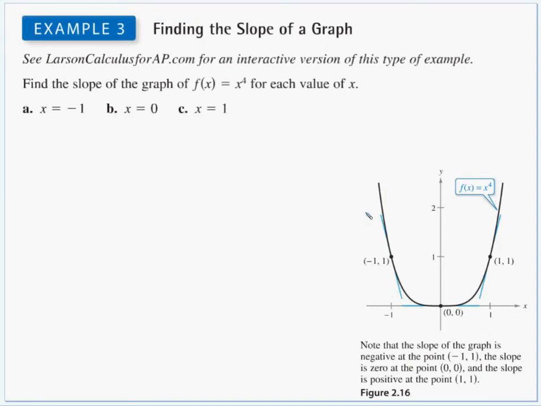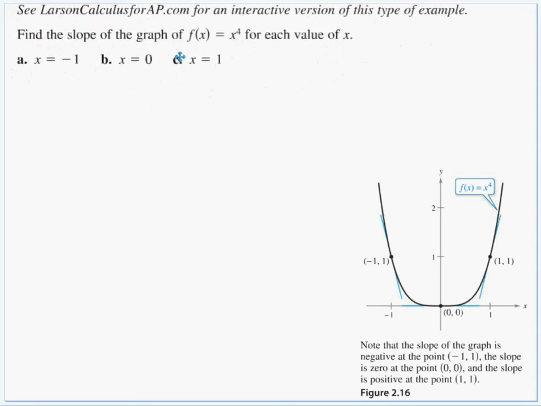So let's try this out here. We did an example like this before when we were first learning derivatives with the difference quotient. Now it'll be much easier with our new power rule. Find the slope of the graph of f of x equals x to the fourth at these x values. So x to the fourth, this would be negative 1 comma 1, 0, 0, and 1, 1. We're going to find those slopes.